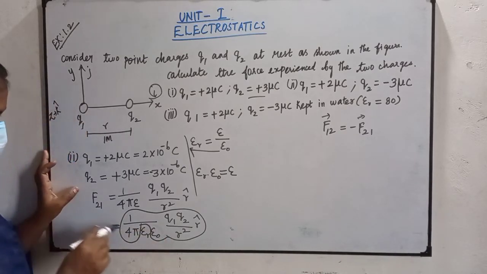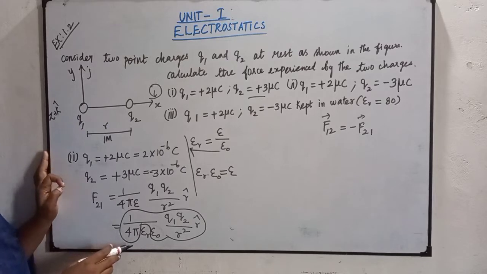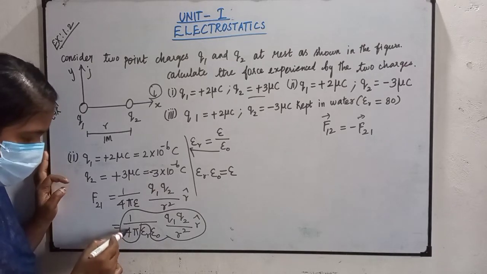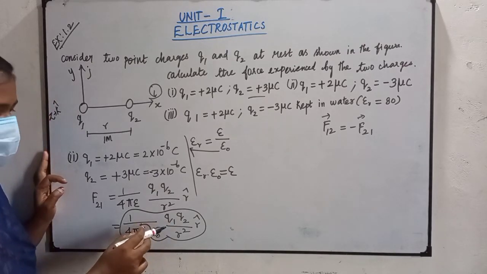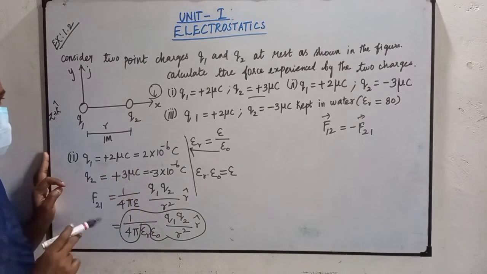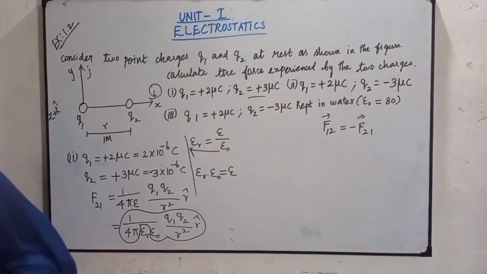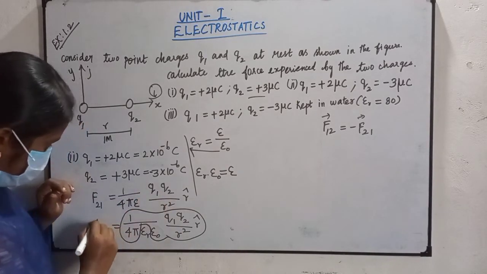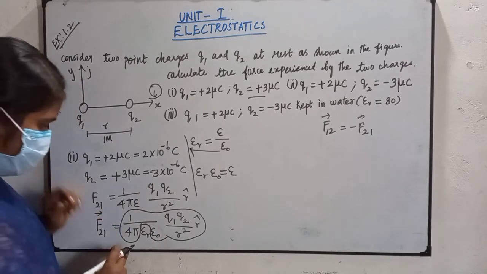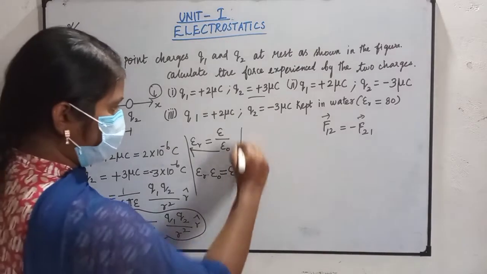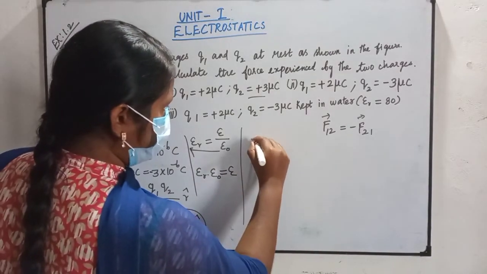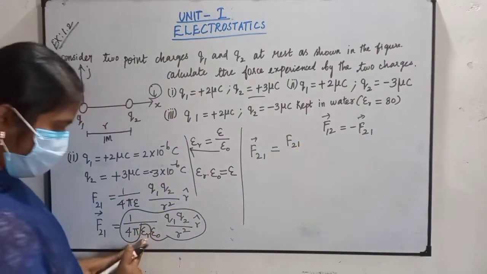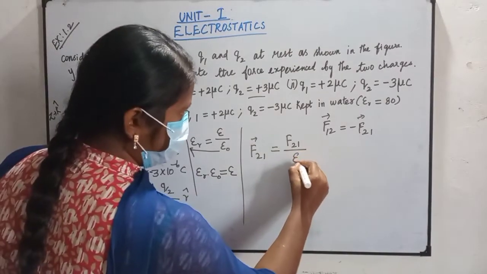are the F21 of free space. F21 of free space, that is the formula we used before, 1 by 4 pi epsilon naught Q1 Q2 by R square. We know its value, 54 into 10 to the power minus 3. So now I have to change this formula. All of this is F21. So F21 is equal to F21 here, divided by epsilon r.